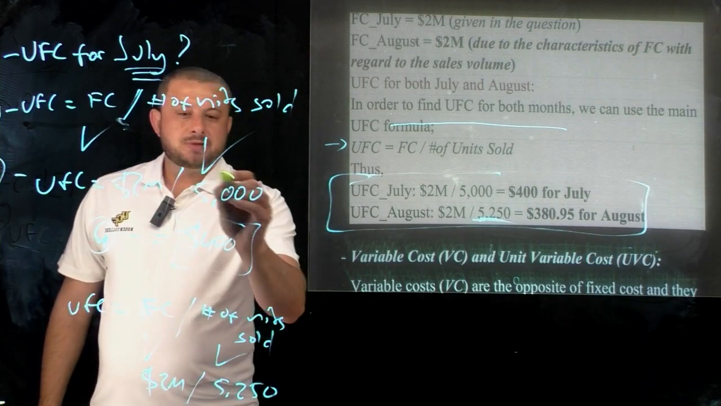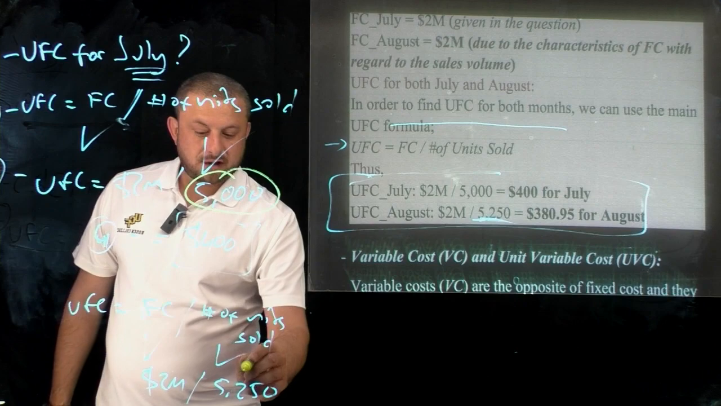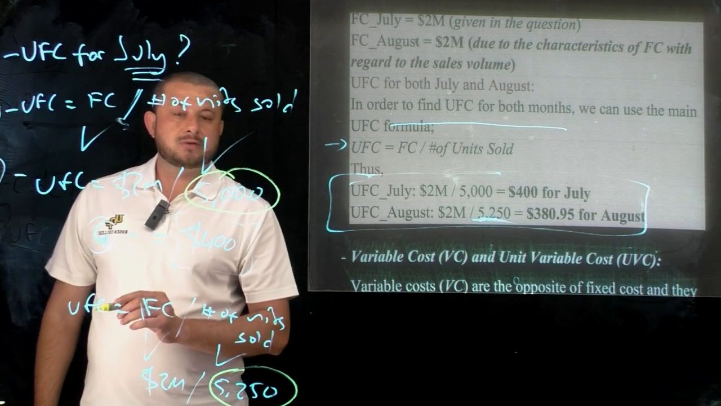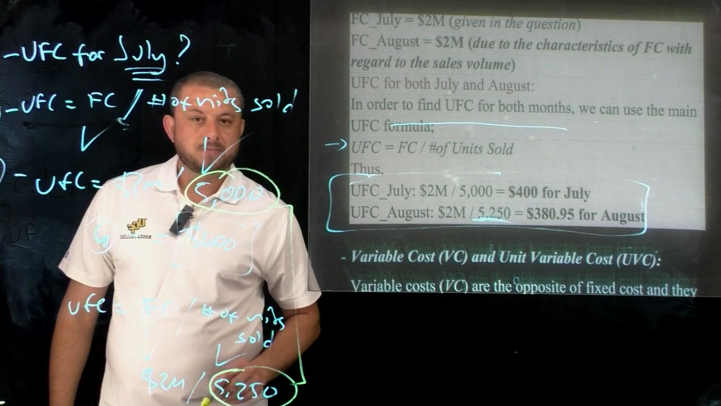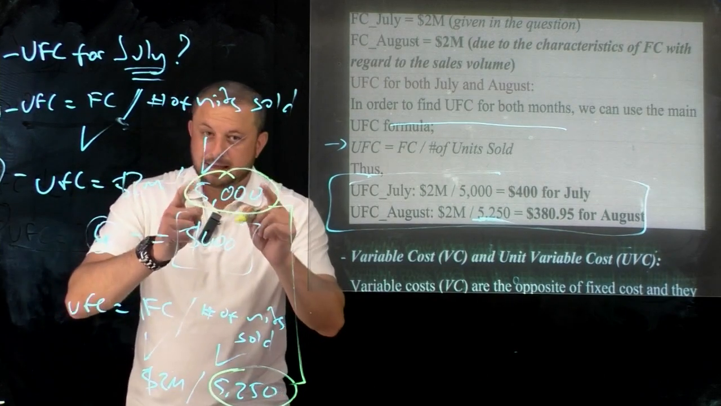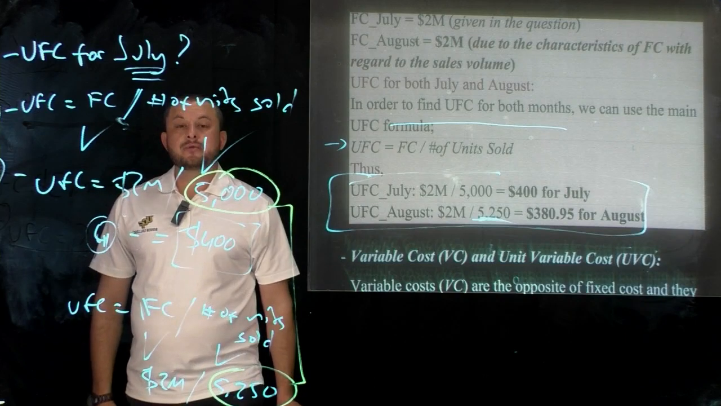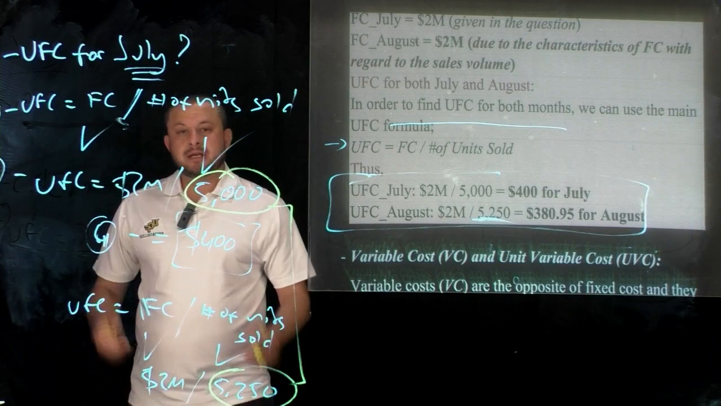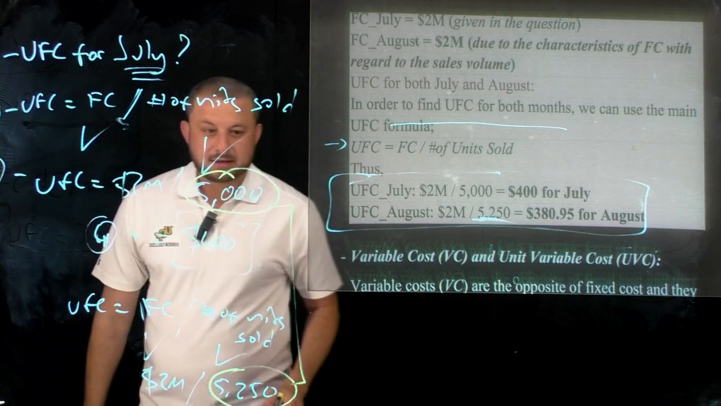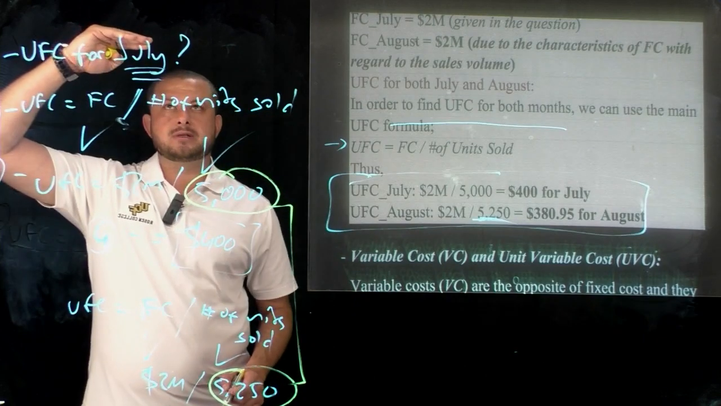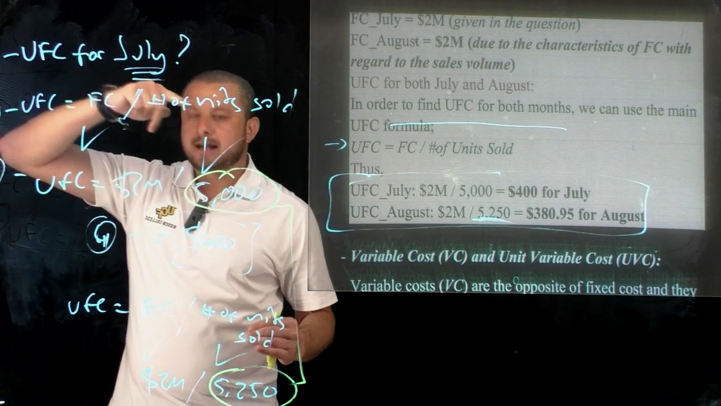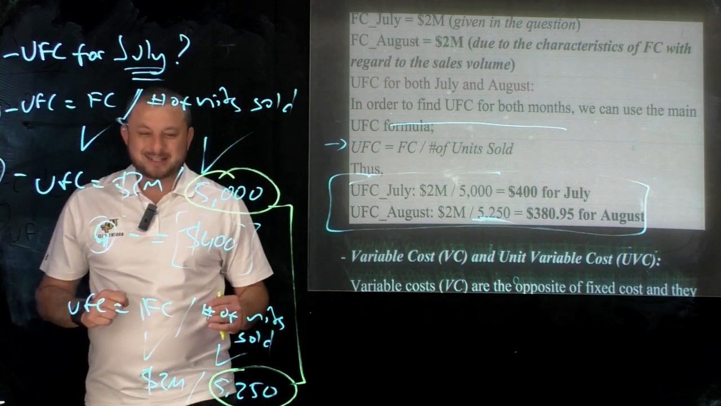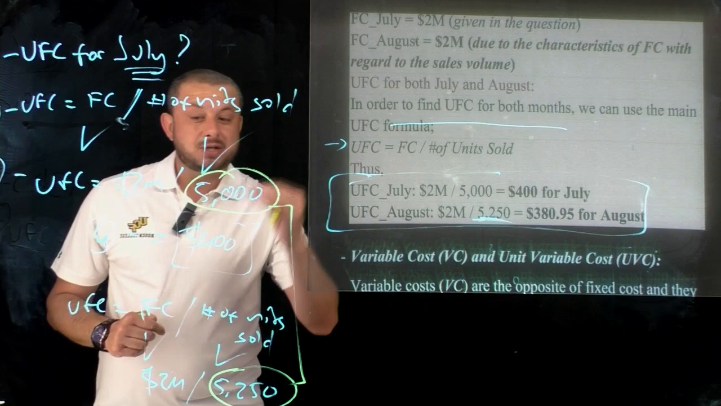Take a look at this. From 5,000 room sales in July to 5,250 room sales in August. Do you think our sales increased? Yes, it did. Do you think our revenue increased, assuming ADR will be the same? Yes, it did. So if the sales volume increases, UFC must decrease. Am I right, guys? I can hear you saying, or doing this with your head. I'm right. UFC should decrease.